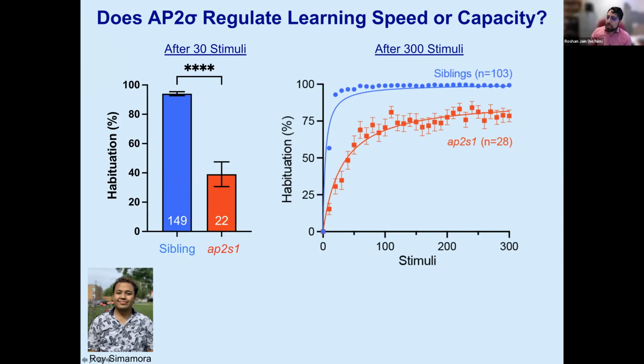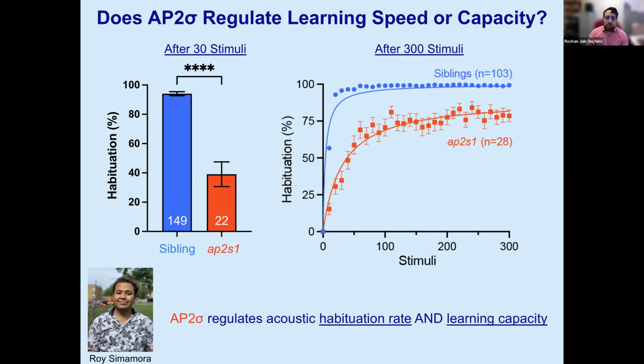But also, if you look at the early stages here, you can see that they have a differential in their speed of habituation learning too, right? So the AP2S1 disruptions really impact the rate at which, and the number of stimuli that are required to, reach 50% habituation. All right, so together this told us that this complex seems to be regulating both the rate of habituation as well as the total capacity for learning.